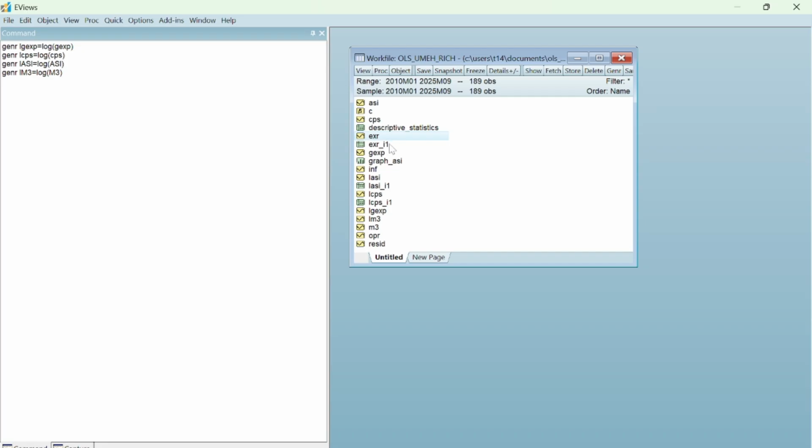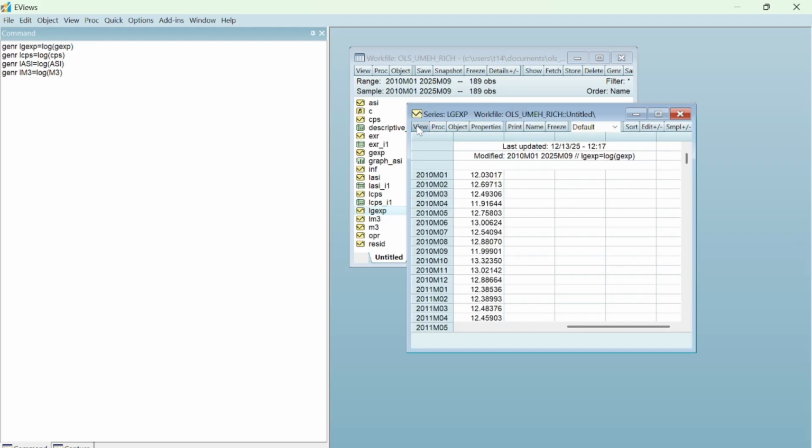One, two, three. We've checked for 1, 2, 3 variables. So it's remaining 4. We've checked for ESR. Then government expenditure, we actually logged it. So we are going to check for the log of government expenditure.